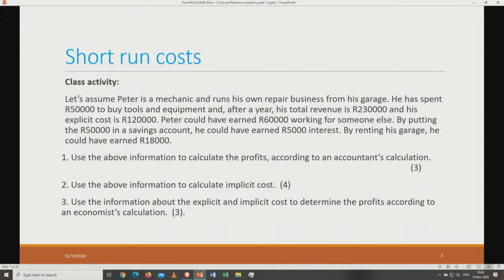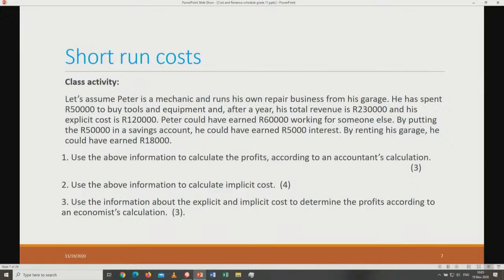Whereas according to economists, this is how they calculate their economic profit. We call it economic profit: total revenue, subtract explicit cost plus implicit cost. Then they will get what we refer to as economic profit.